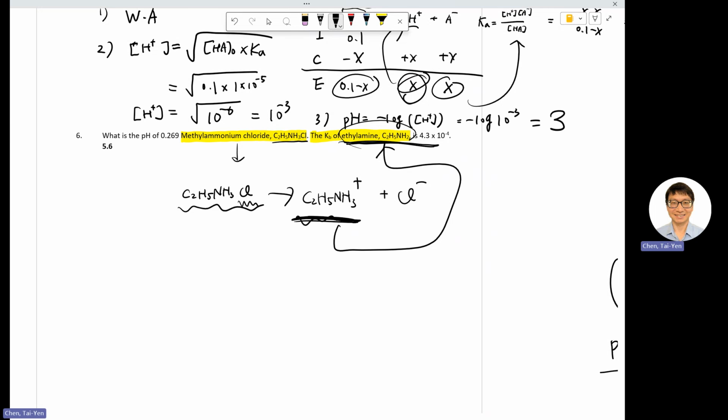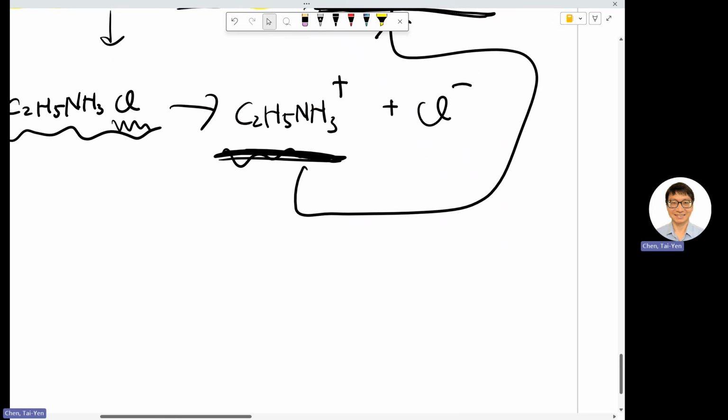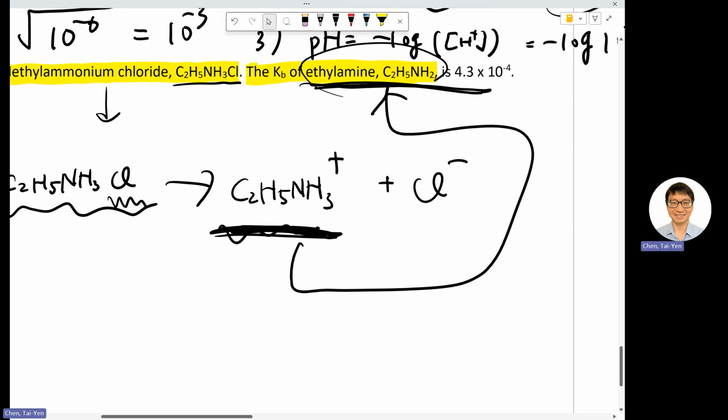We will say the cation can only be acid or neutral, and the way you judge is based on its conjugated partner. If it's a strong acid or strong base, then this guy will be neutral. But apparently its conjugate base is this guy, a weak base. Therefore, this guy will be a weak acid.